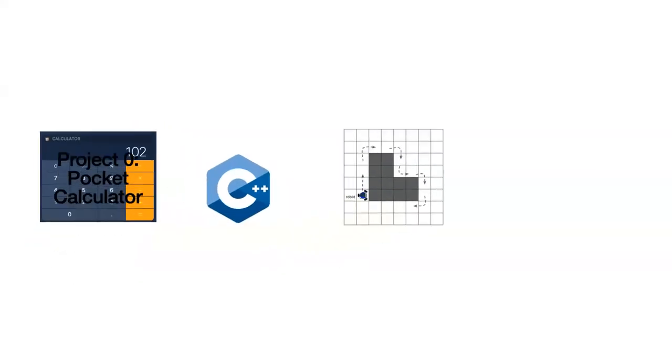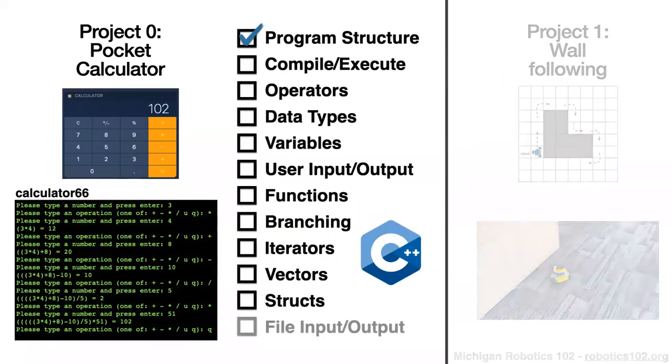So just as a recap of where we stand for Project Zero, we have gone through all the basics of C++, and so we can check off all of those things. We've done each of those, and we've implemented a project calculator. If you've implemented the project calculator at the basic level, then you know we're moving along and you have basic fluency in C++.